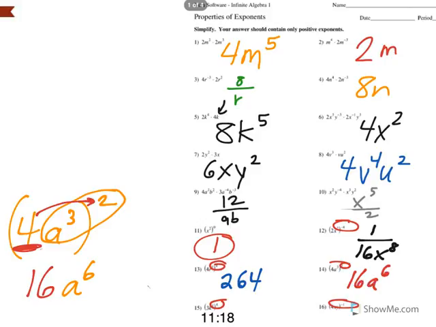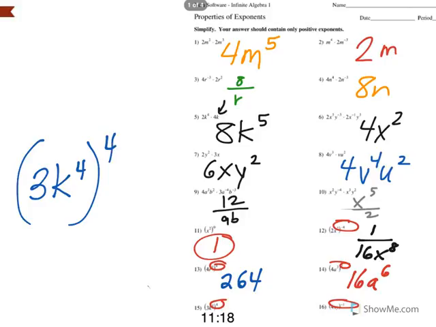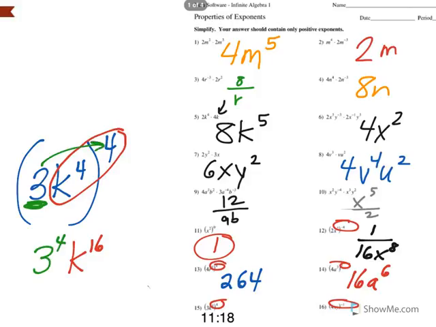Number 15, we have 3k to the 4th, all to the power of 4. So everything inside the parentheses, 3k to the 4th, everything to the power of 4. k to the 4th to the 4th is k to the 16th. And don't forget about the coefficient, 3 to the power of 4, which is 3 times 3 times 3 times 3, which is 81. 81k to the 16th.